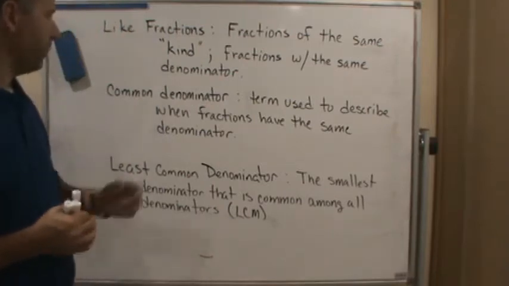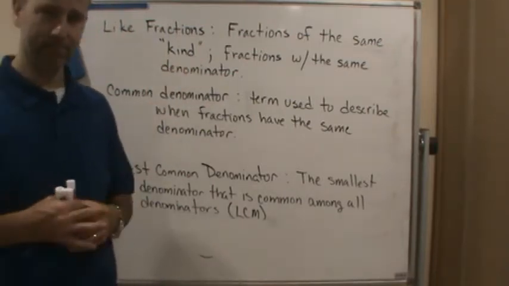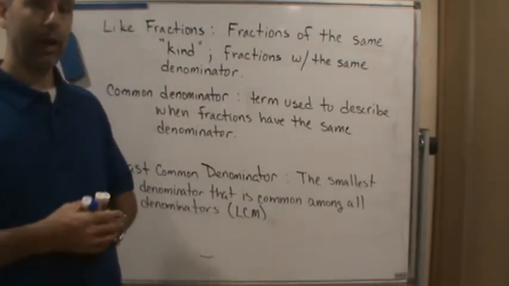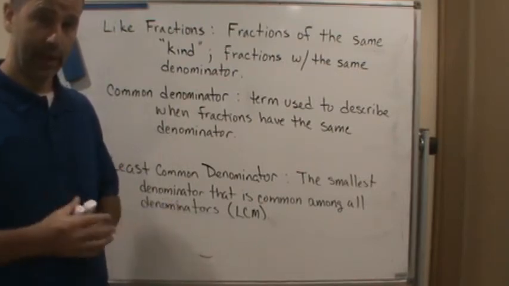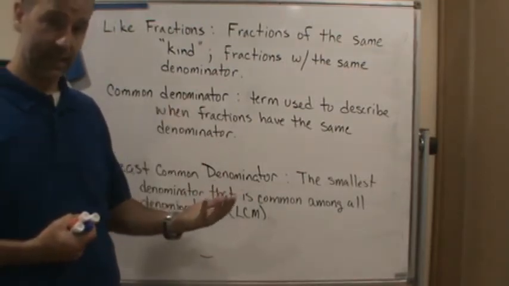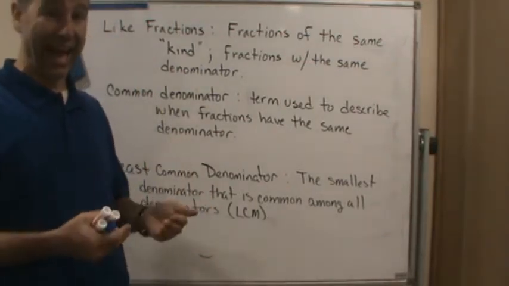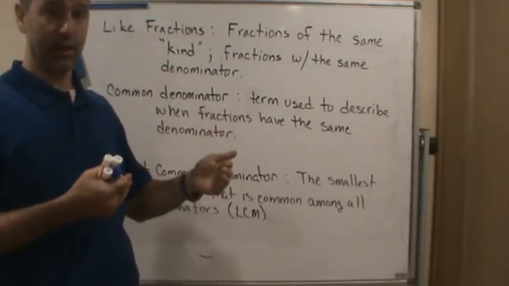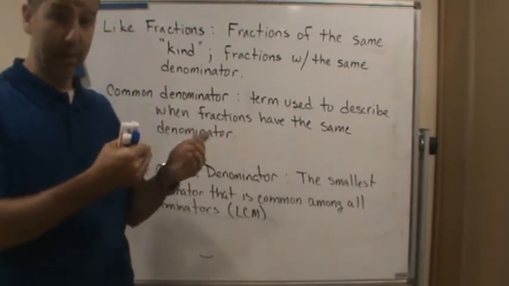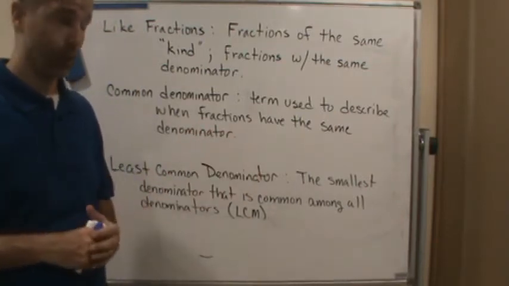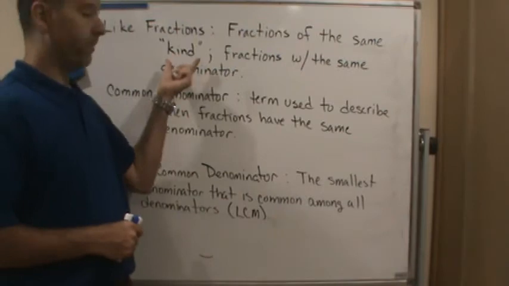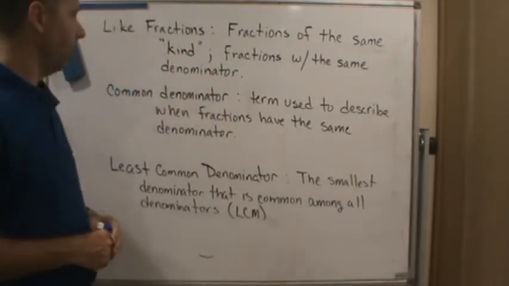I use "kind" in quotes because it's a way of naming the fractions, right? We have fifths, we have sixths, we have thirds, we have halves. And we cannot add fractions that are not of the same kind or family of fractions, if you will. So you could replace this with family as well.